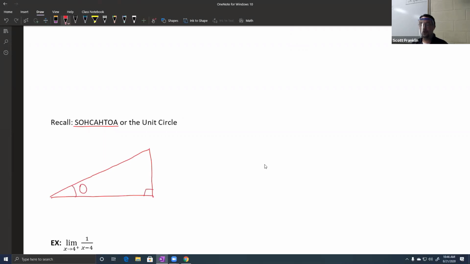If this is your angle theta, and you draw a triangle like this, we call this the opposite side from the theta, this is the adjacent side to the theta, and this is called the hypotenuse. We know that sine is, if you call this y, you call this x, you call this r, y over r, or opposite over hypotenuse. That's where the SOH comes from.